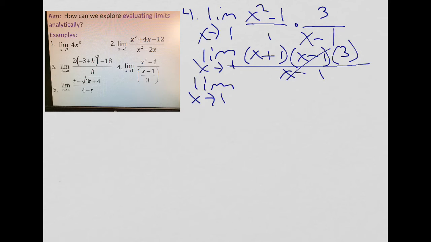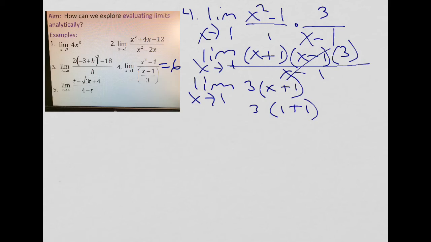So we have a new function. And in this one, we can plug in the 1. So if you plug in the 1, we get 3 times 2, so this is 6. Okay, so that's number 4. So you have to know how to simplify your complex fractions, and then that will help you find your limit.